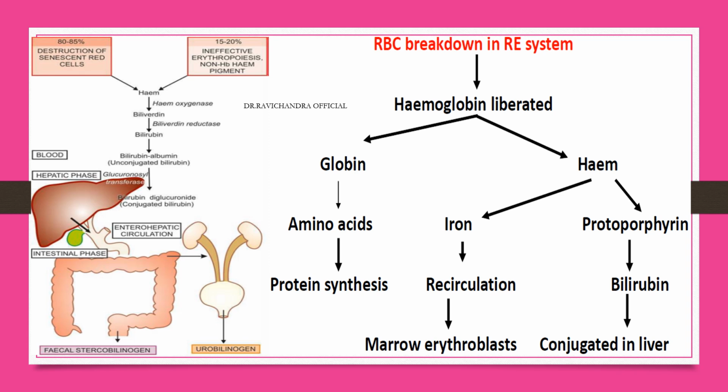Conjugation is the conversion of a more toxic into a less toxic component that will be taken up by the liver. Conjugation happens in the liver. As a result, conjugated bilirubin is formed, and it enters the enterohepatic circulation and the intestinal phase. Through the intestines it is excreted into the stools or feces in the form of fecal stercobilinogen, and in the kidneys it is converted and excreted in the urine as urobilinogen.